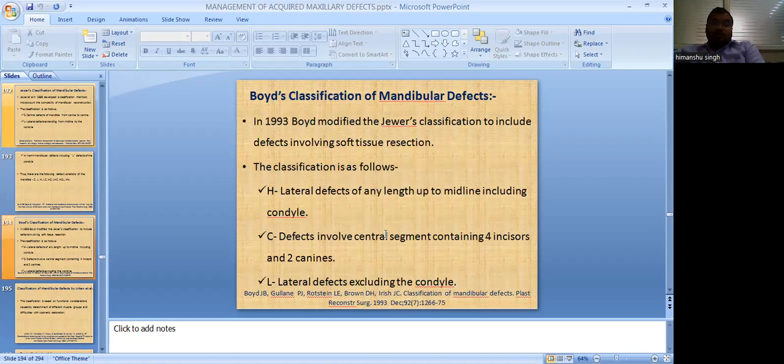Boyd's classification of mandibular defects. In 1993, Boyd modified the Jeweler's classification to include defects involving soft tissue resection. The classification is as follows. L. Lateral defects of any length up to midline, including condyle. C. Defects include central segment containing 4 incisors and 2 canines. L. Lateral defects including the condyle.